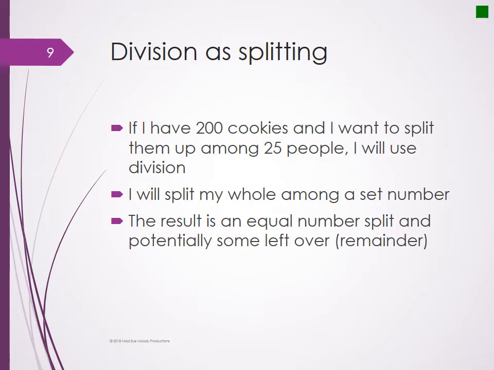So if we're looking at division as splitting things up, let's say I have 200 cookies and I want to split them up among 25 people. This is a division problem. I'm going to split my whole, or divide my whole, among a set number, which is 25. The result will be an equal number split, so each person will have the same exact number of cookies, and I may or may not have some left over, which, as we know, is called the remainder.